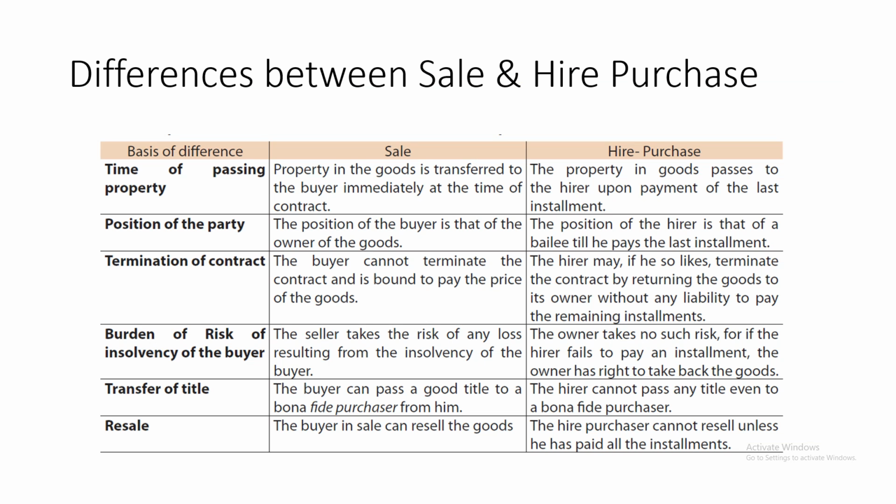Next one, the seller takes the risk of any loss resulting from the insolvency of the buyer in case of sale. Whereas in case of hire purchase, the owner takes no such risk. If the hirer fails to pay an installment, the owner has the right to take back the goods.